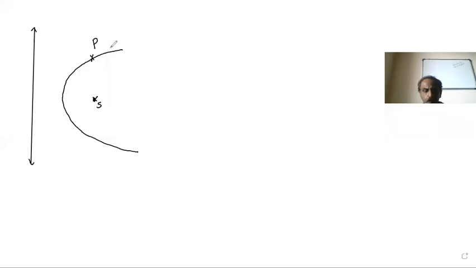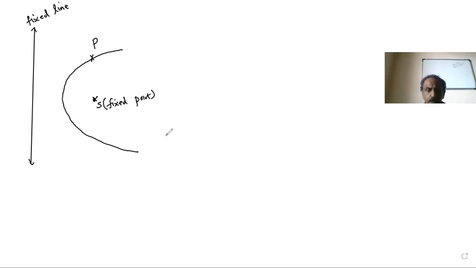P is said to be a point on the parabola if the distance from the fixed point, I'll just mark this, this is a fixed point, and this is called the fixed line. So I cannot define a parabola unless I have these two things with me. Like without center and radius, you cannot define a circle, same way, without the fixed point and fixed line, you cannot define a parabola.